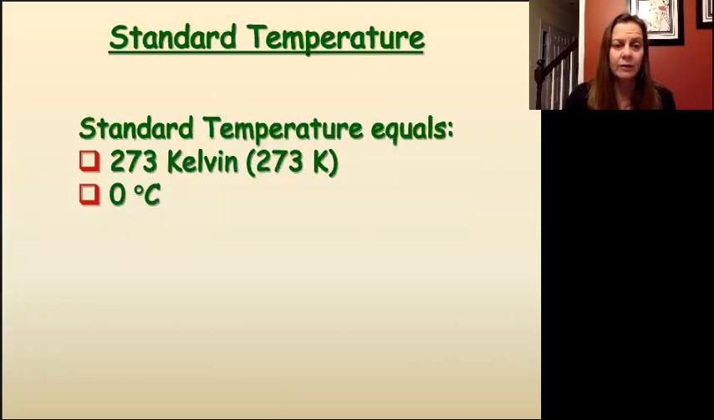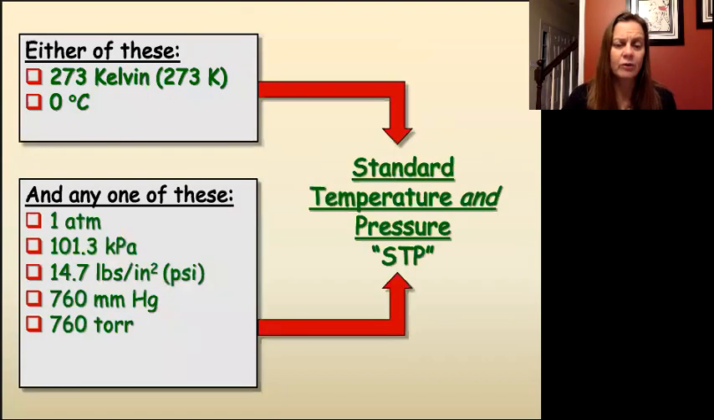So standard temperature is either 273 Kelvin or 0 degrees Celsius. So when we're at standard temperature and pressure, it's 0 degrees Celsius and 1 atmosphere, or 273 Kelvin and 760 millimeters of mercury. We have to have both in order to be at standard temperature and pressure.